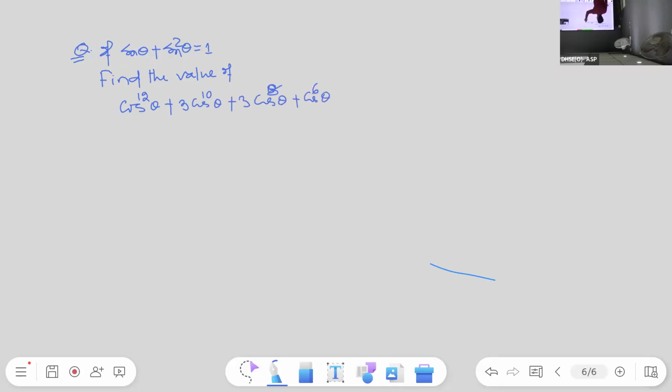If sin theta plus sin square theta is equal to 1, then find the value of cos to the power 12 theta plus 3 cos to the power 10 theta plus 3 cos to the power 8 theta plus cos to the power 6 theta minus 1.